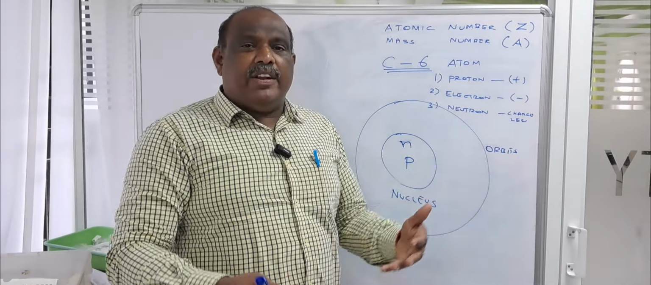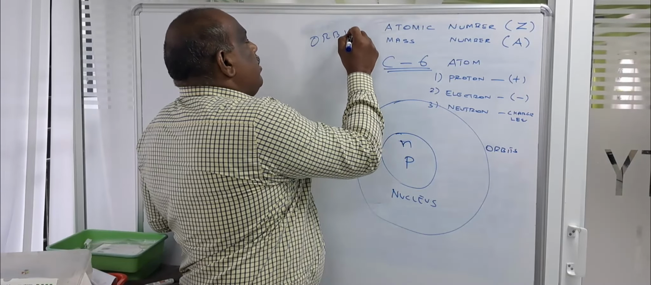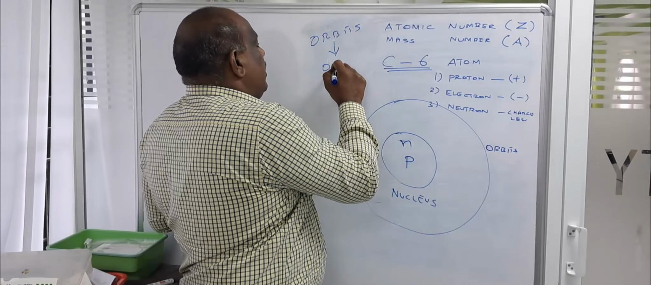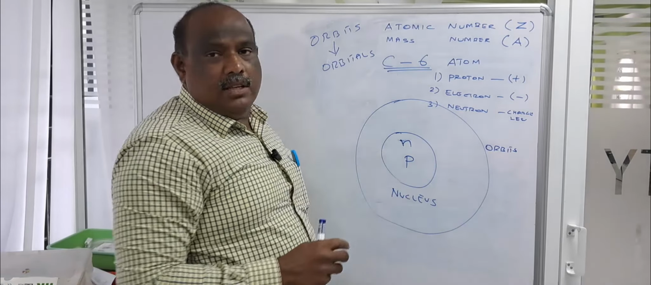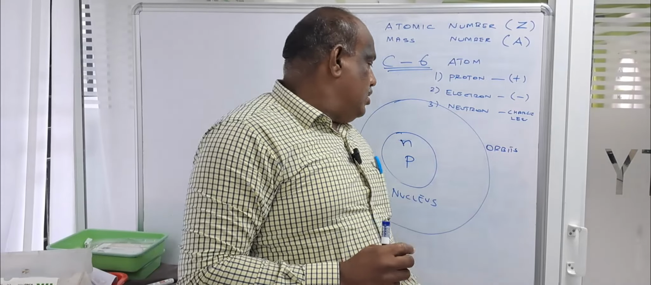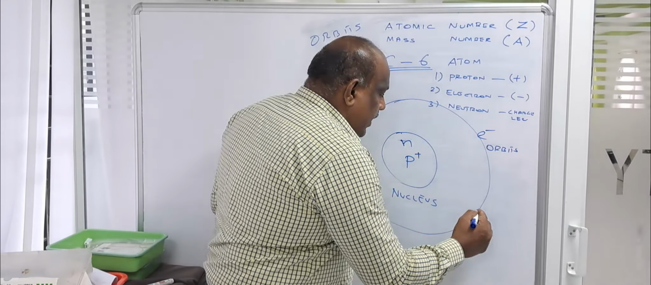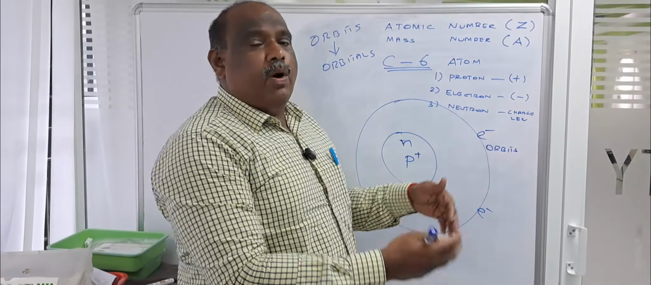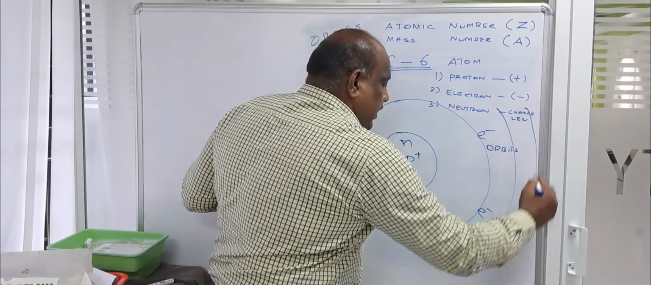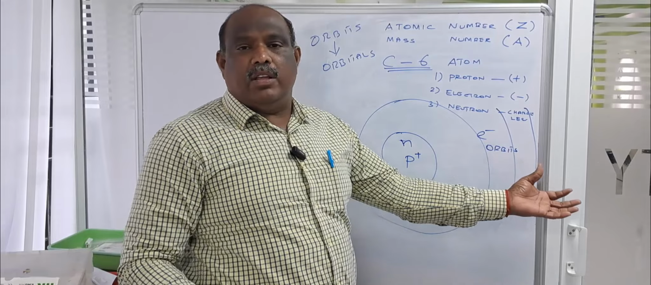Orbits can be further subdivided into orbitals. Suborbits are called orbitals. So the electrons will be revolving around the orbits, and the number of orbits need not be 1. It can be 1, 2, 3, just like our solar system. The sun is there and the planets are revolving around it.